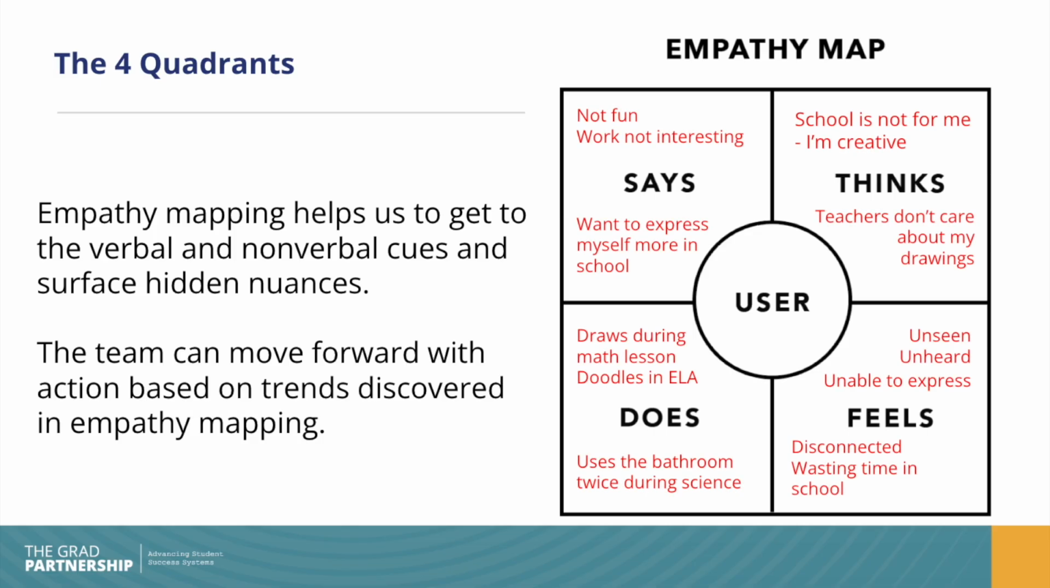This is an example of what an empathy map can surface. These students are expressing a desire to express themselves creatively in school. They think school just isn't for them because they are creative and don't think teachers care about their art. They feel unseen and unheard and like they are wasting time in school. They're acting in ways that show they are disconnected from class. For example, by leaving class frequently and doodling on their assignments.